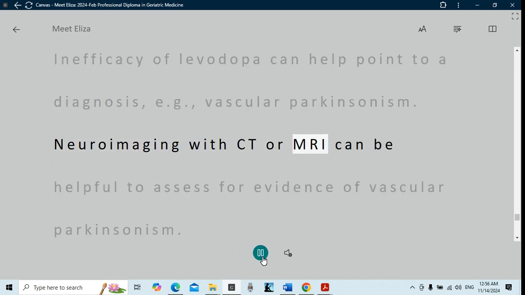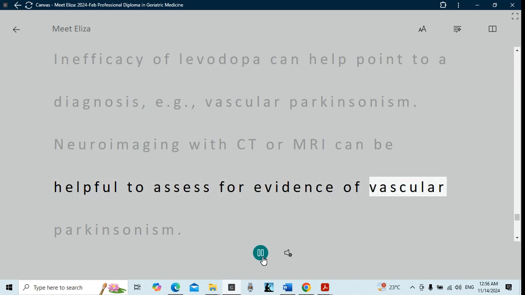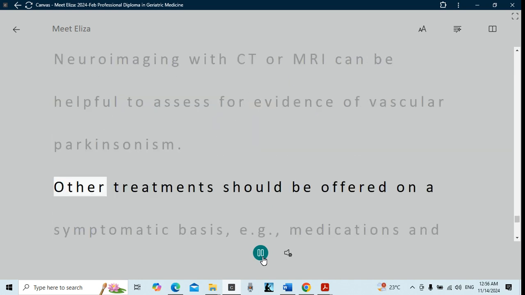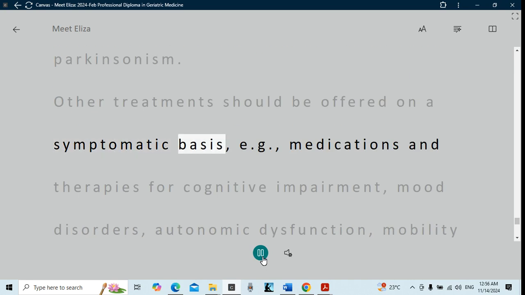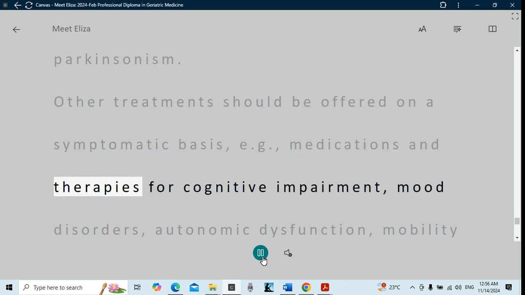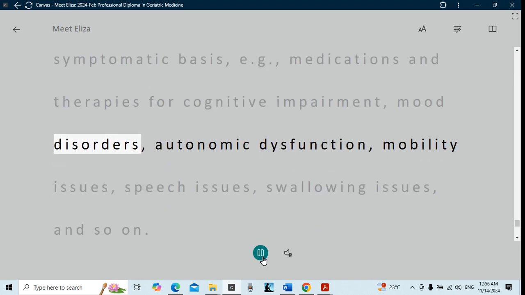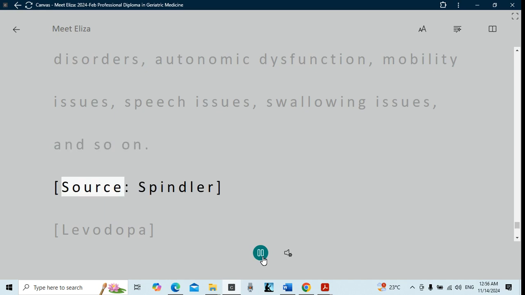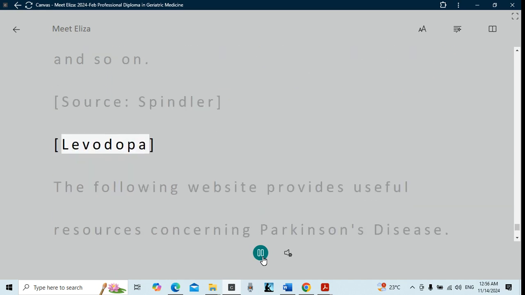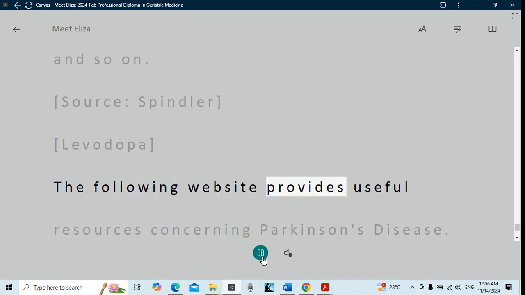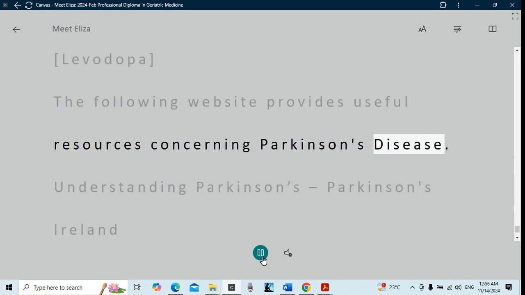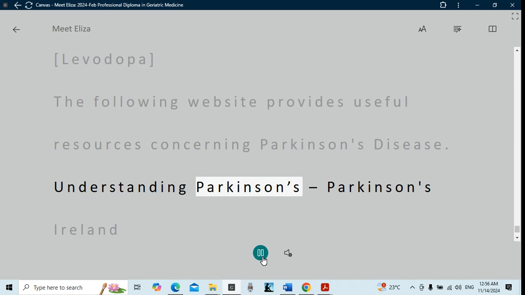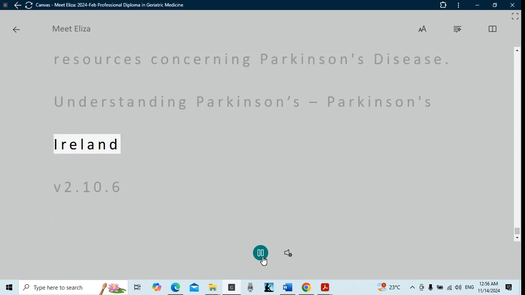Neuroimaging with CT or MRI can be helpful to assess for evidence of vascular Parkinsonism. Other treatments should be offered on a symptomatic basis, e.g., medications and therapies for cognitive impairment, mood disorders, autonomic dysfunction, mobility issues, speech issues, swallowing issues, and so on. Source: Spindler. Levodopa. The following website provides useful resources concerning Parkinson's disease. Understanding Parkinson's, Parkinson's Ireland.